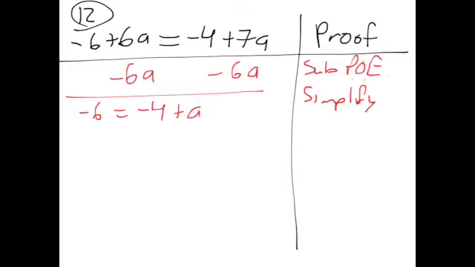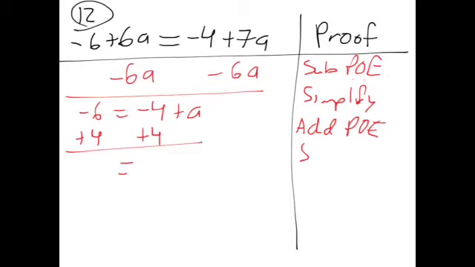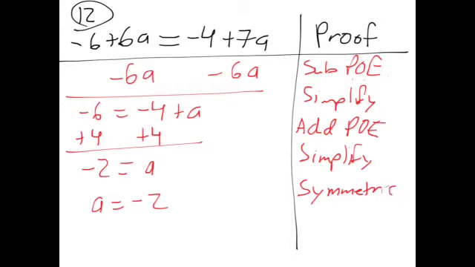That should be an a, not a 9. And now I'm going to get rid of that 4 by adding 4 to both sides. And what lets me add to both sides is the addition property of equality. And if I simplify, I'll get my next step, which is negative 2 equals a. And I'm going to switch sides. And what lets me switch sides is the symmetric property. The symmetric property gives me my final answer there.